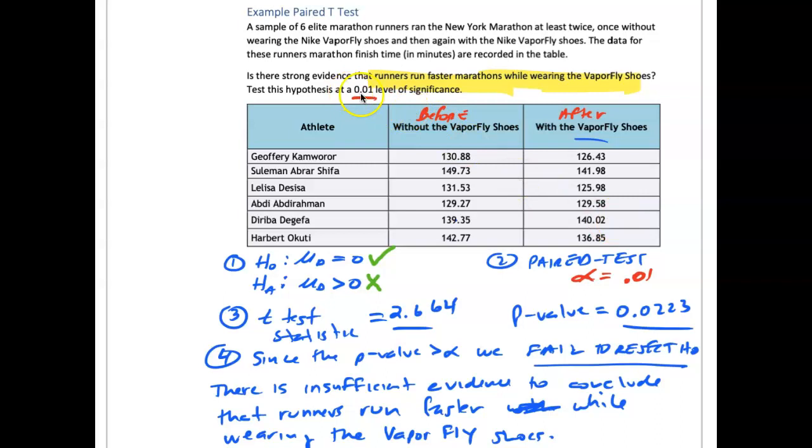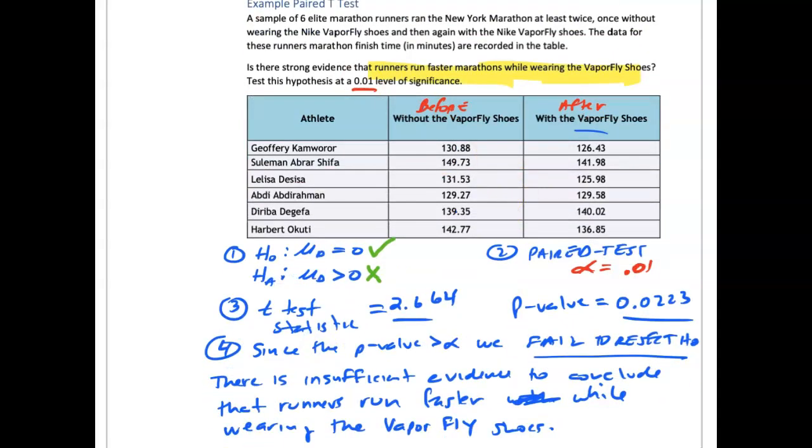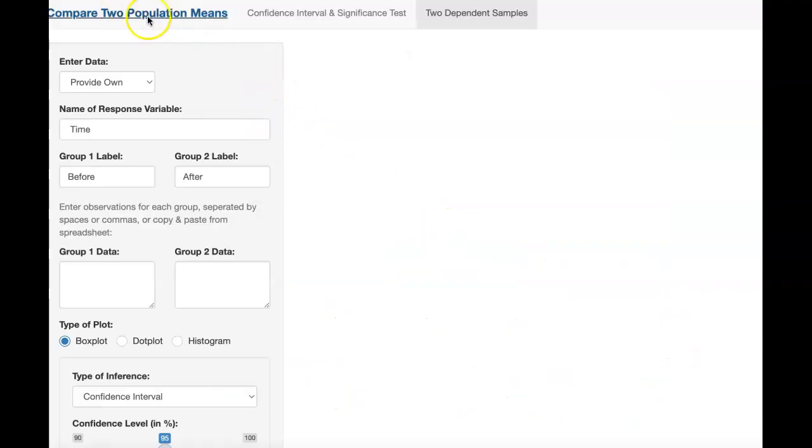We're doing it at alpha 0.01, and you get a test statistic. Where do you get that? ARTISTAT is going to do this for us. So when you compare 2 means in the ARTISTAT, you're going to choose dependent samples, and then provide your own data. We're looking at the time. I have the before, which is without, and then the after is when you're wearing the shoes. I'm going to enter the data in group 1 and group 2.